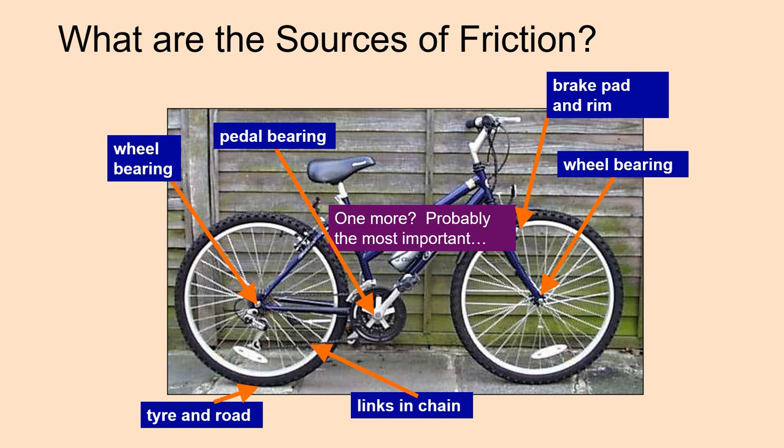And there's one more, which is potentially the most important for you as a cyclist. It's the air resistance or drag that you feel as you move on your bike. So that is the friction between you and the bike and the air around you.